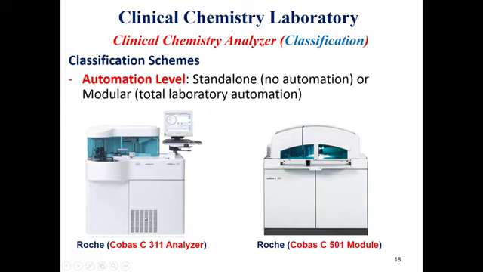I will give an example, two models of analyzer which are manufactured by Roche. The first analyzer will be the Cobas C311 analyzer. The second one will be the Cobas C501 module, which is also manufactured by Roche. The Cobas C311 analyzer is a standalone, which is usually used in a small laboratory where no automation is needed, whereas the Cobas C501 is used in either the case of partial or total laboratory automation.